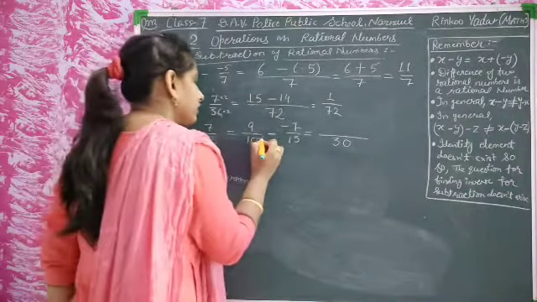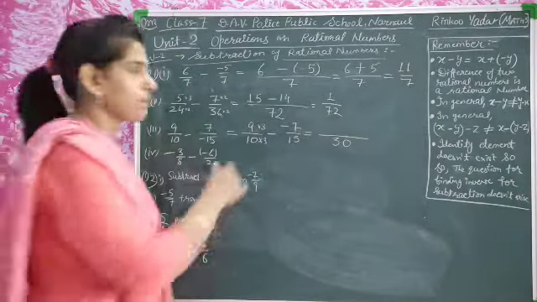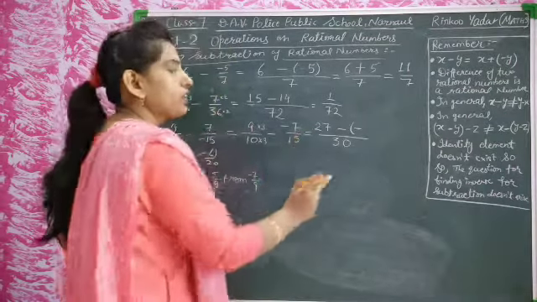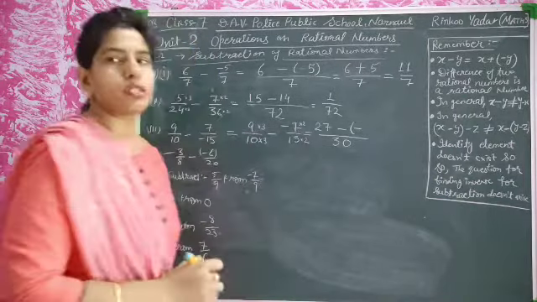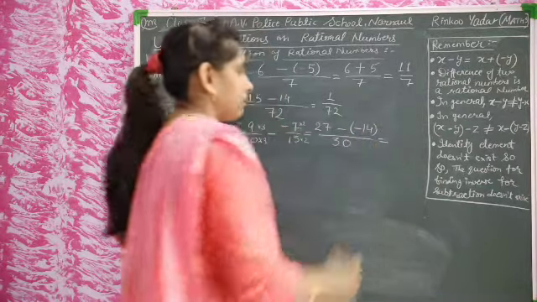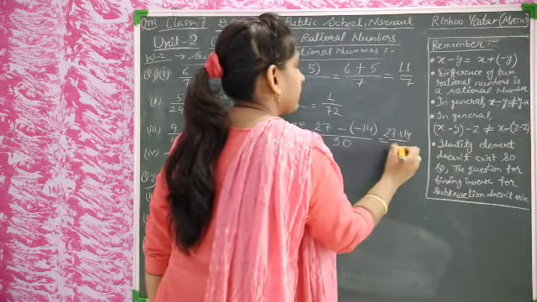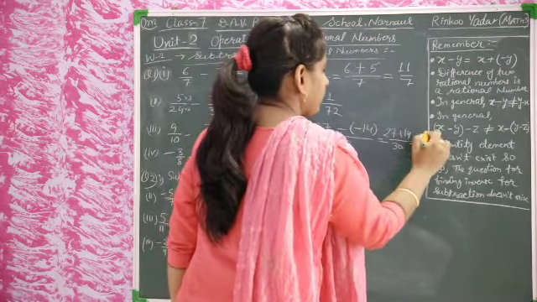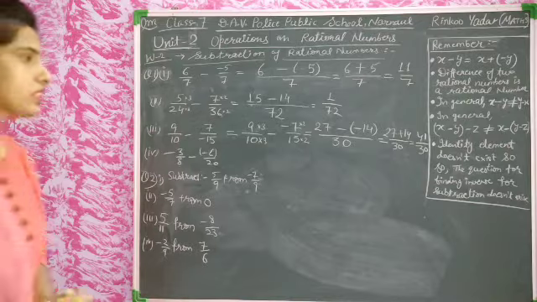So we need to multiply 10 by 3, so the numerator is also multiplied by 3: 9 times 3 is 27. Minus, 15 we need to multiply by 2, so the numerator is also multiplied by 2, that is minus 14. That becomes 27 plus 14 divided by 30, and 27 plus 14 is 41 divided by 30. Is it clear, students? Yes.